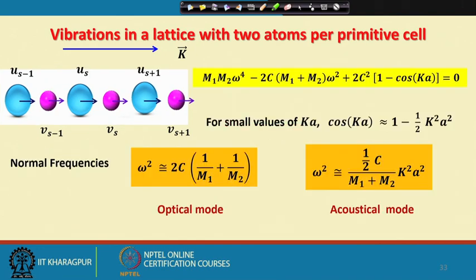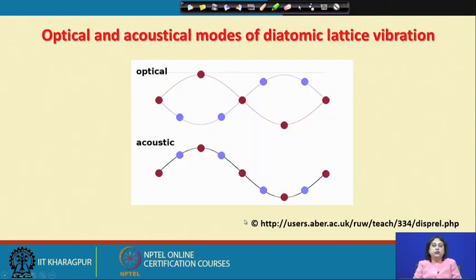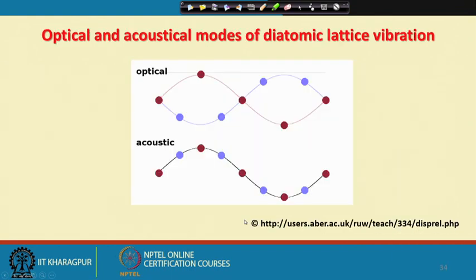And then you find that for small values of k, there are 2 possible solutions. For one set of solutions, you have the acoustical modes as before, which goes to 0 as k goes to 0. But now, because of the underlying change in the structure of the solid, you have an additional value of omega, and this is known as the optical mode. I will explain to you what these 2 modes look like.